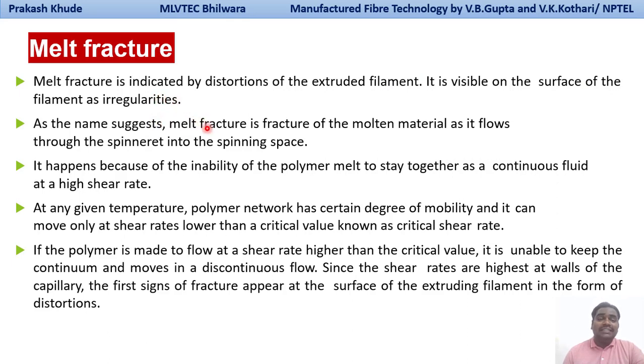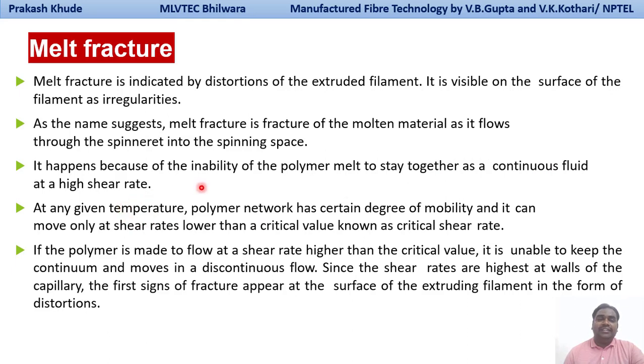As the name suggests, melt fracture is the fracture of the molten filament as it flows through the spinneret into the spinning space. So this is ultimately the fracture of your molten material as it flows through the spinneret into your spinning space. It happens because of the inability of the polymer melt to stay together as a continuous fluid at a high shear rate.